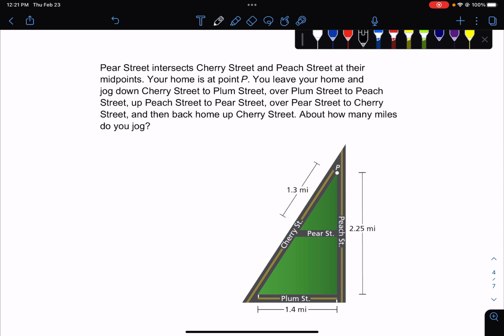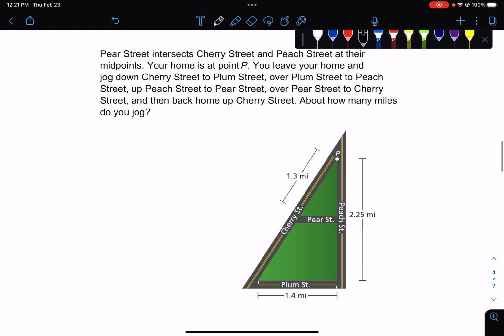Pear Street intersects Cherry Street and Peach Street at their midpoints. Okay, so this is a midpoint right here, and this is a midpoint, which means this Pear Street is what you call the mid-segment, right? Okay, you leave your home and jog down Cherry Street. Well, your home is at P. So there's your house right there, okay? So you leave your home.